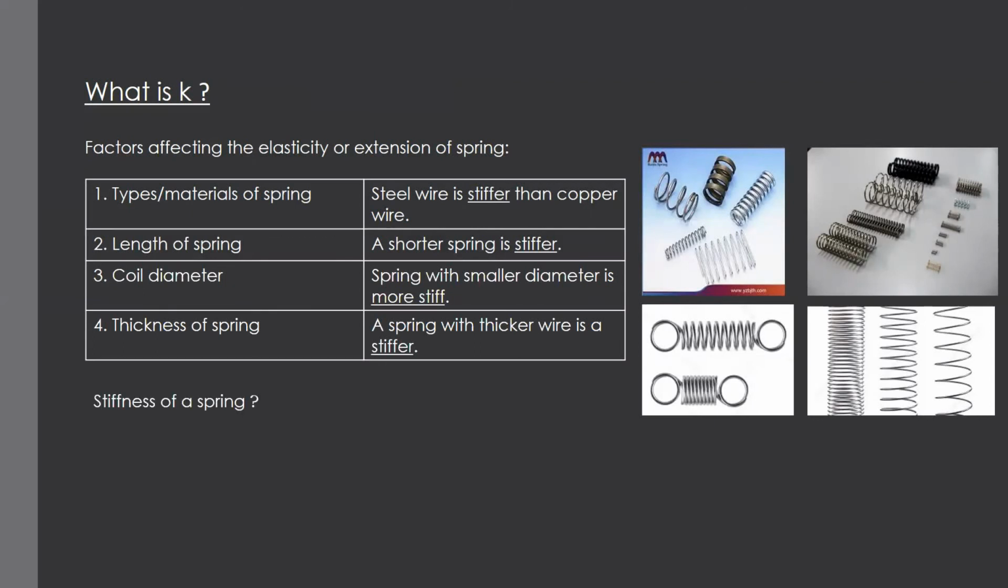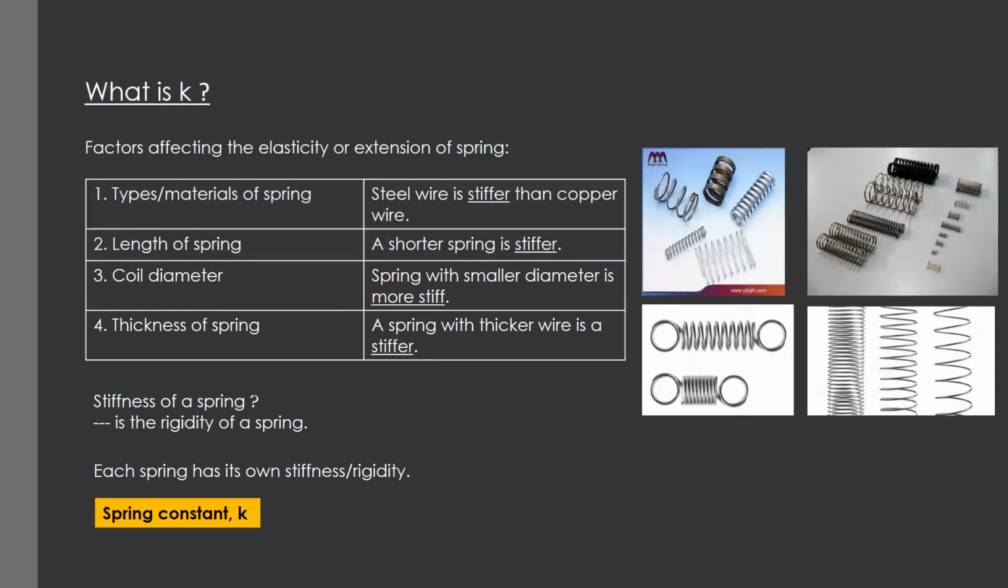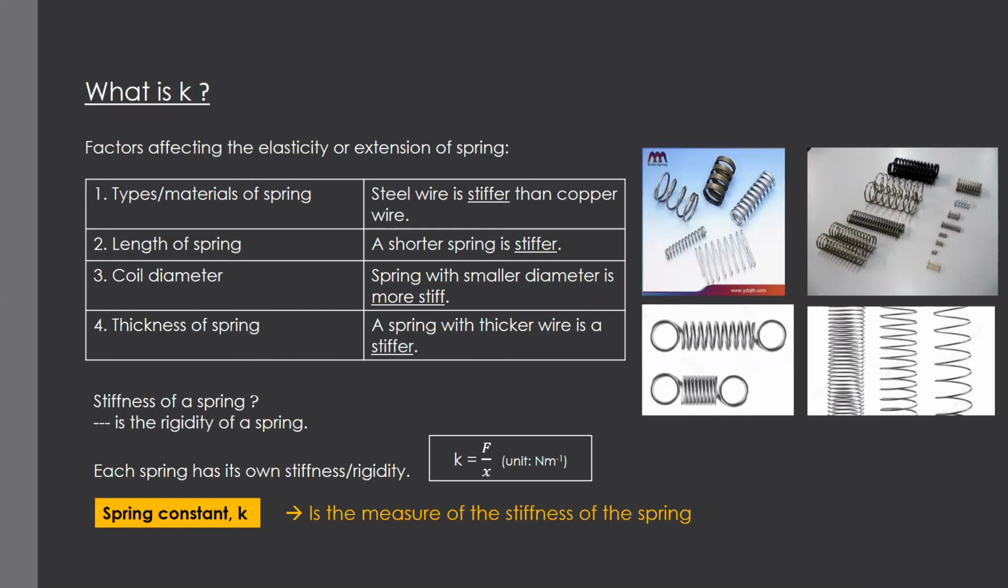So, what exactly is the stiffness of a spring? Stiffness means the rigidity or the hardness of a spring. So, each spring has its own stiffness or rigidity. In physics, we say this as the spring constant, which is the k or the gradient of the graph just now. This k is the measure of the stiffness with unit Newton per meter.